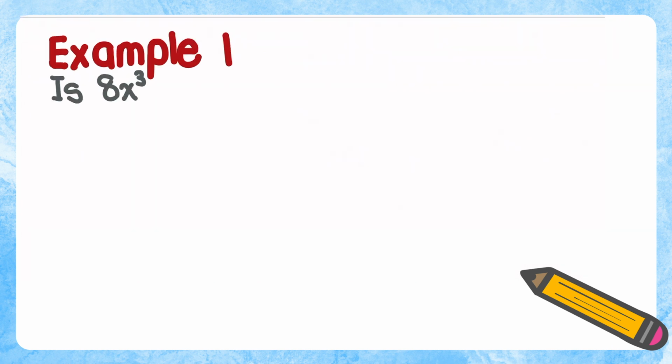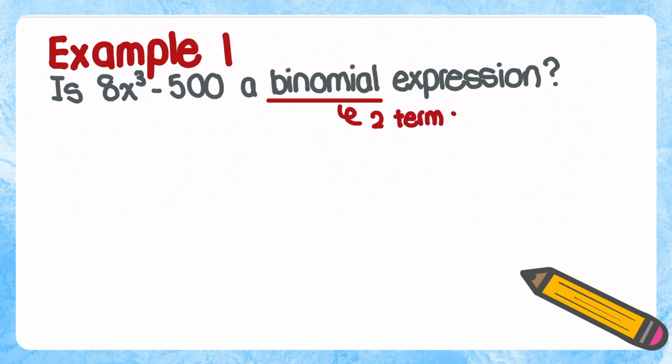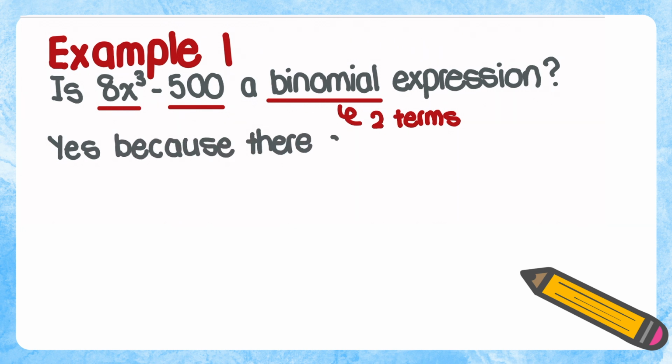All right, let's look at an example here. Is 8x cubed minus 500 a binomial expression? Remember, a binomial expression should have 2 terms. Does this expression have 2 terms? Let's see. We have 1 term, 2 terms. So yes, we do have 2 terms. This is a binomial expression because there are 2 terms.